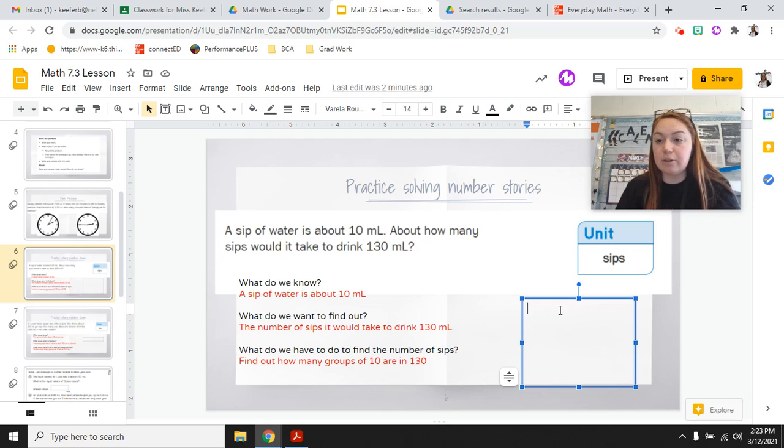So what are some strategies you could use to solve this? Think about that. How would you approach this problem? What is your plan? Are you going to add, subtract, multiply, divide, draw a diagram? What are you going to do in order to solve this problem?